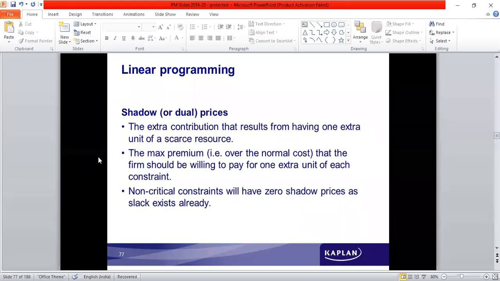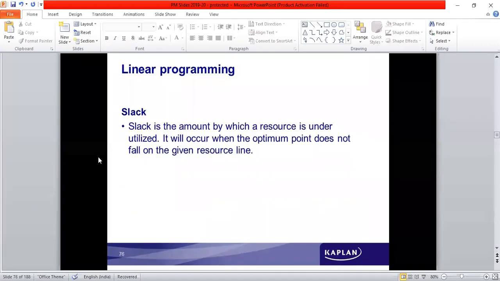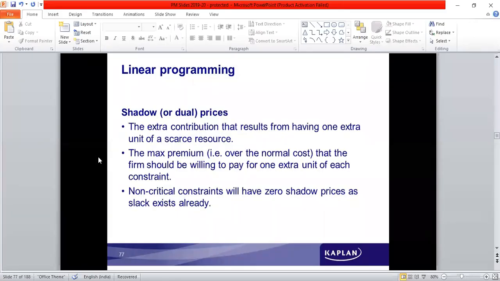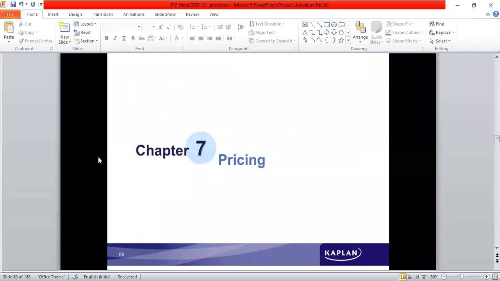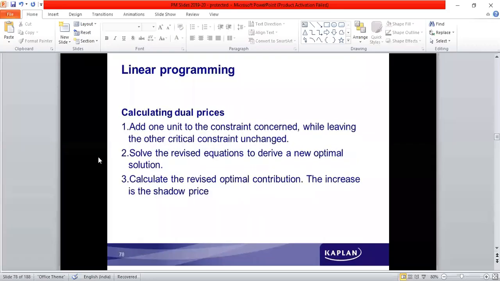So in the context of linear programming, there are two things given here: one is slack and one is shadow price. All these things we will look into in the next class. Next class we will see how we solve questions about linear programming, and go back to throughput. We have left two topics in between: one is throughput costing, and the other is environmental accounting. Those topics we will finish in the next class.